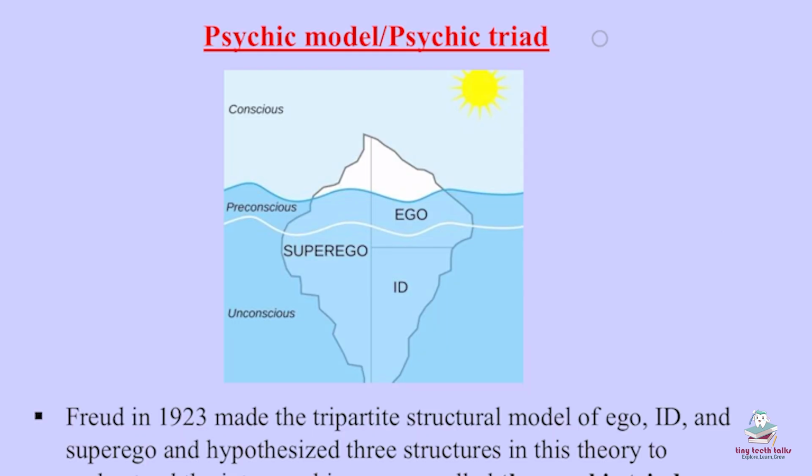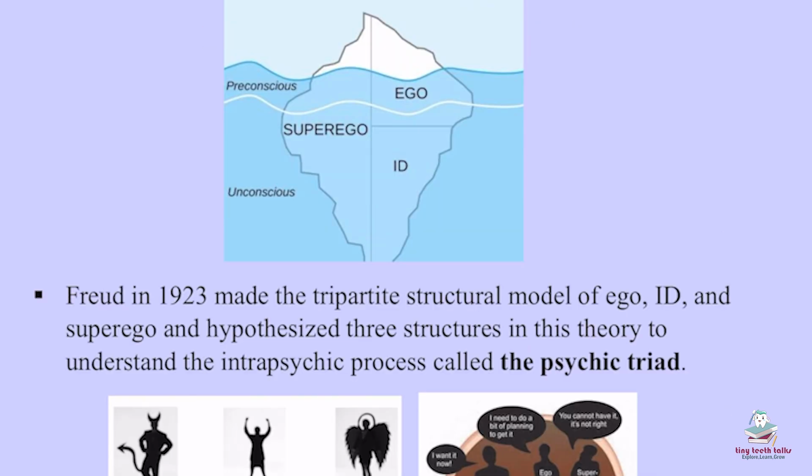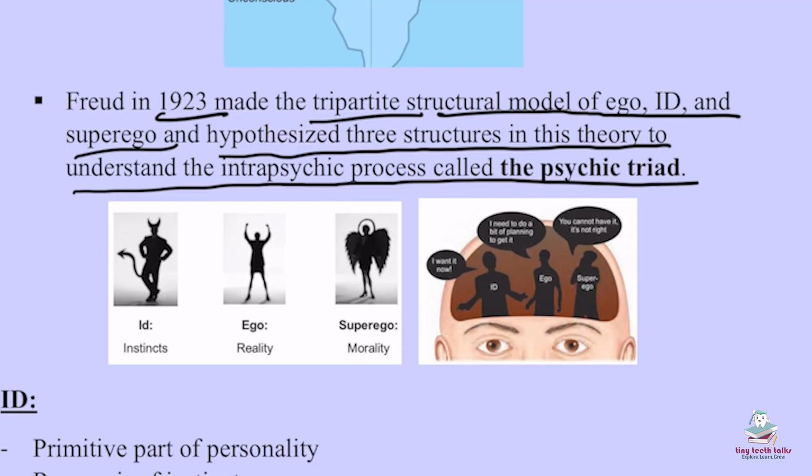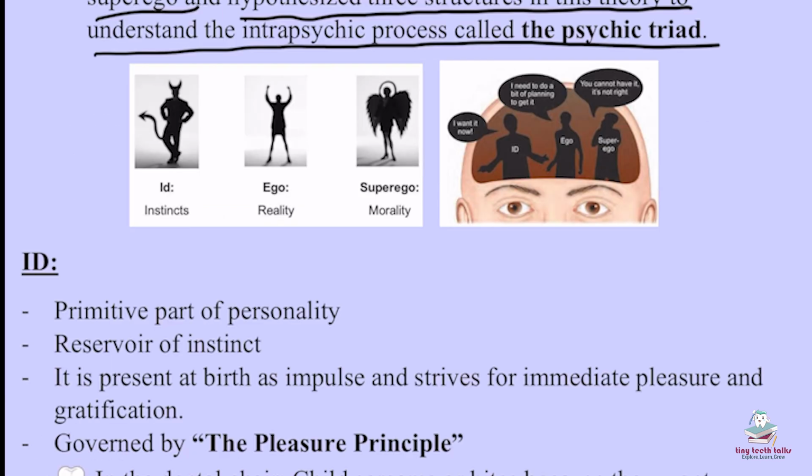The other model is the psychic model, or psychic triad. Freud in 1923 made the tripartite structural model of ego, id and superego, and hypothesized these three structures to understand the intrapsychic process, called the psychic triad. Id means our instincts, superego is morality and ego is reality. Basically, id is something related to "I want this thing." Superego is morality. It says "this is not right and you can't buy this," but ego says "I need to do a bit of planning to get it."